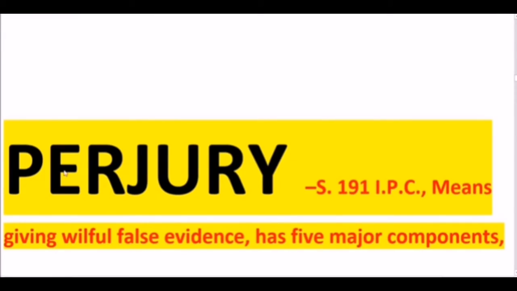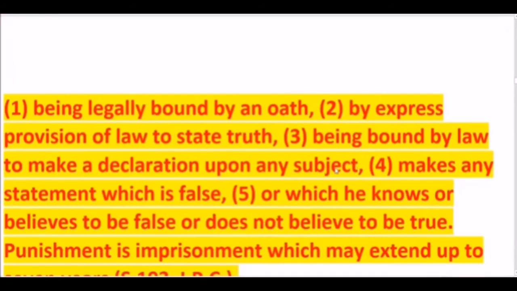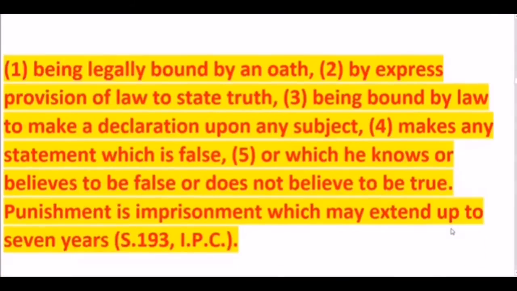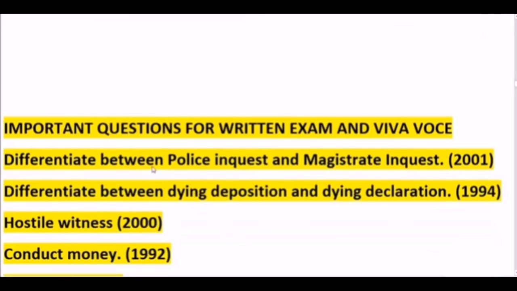Now, perjury. Defined under 191 IPC, the meaning is giving willful false evidence. It has five major components. First is giving willful false evidence, being legally bound by an oath, or by express provision of law, to state the truth, or being bound by law to make a declaration upon any subject, makes any statement which is false, or which he knows or believes to be false, or does not believe to be true. The punishment is imprisonment which may extend up to 7 years for perjury under section 193 of IPC.